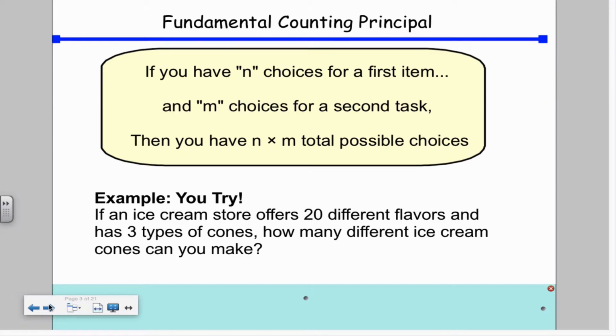So this is called the fundamental counting principle. If you have n choices for a first item and m choices for a second task, then you have n times m total possible choices.